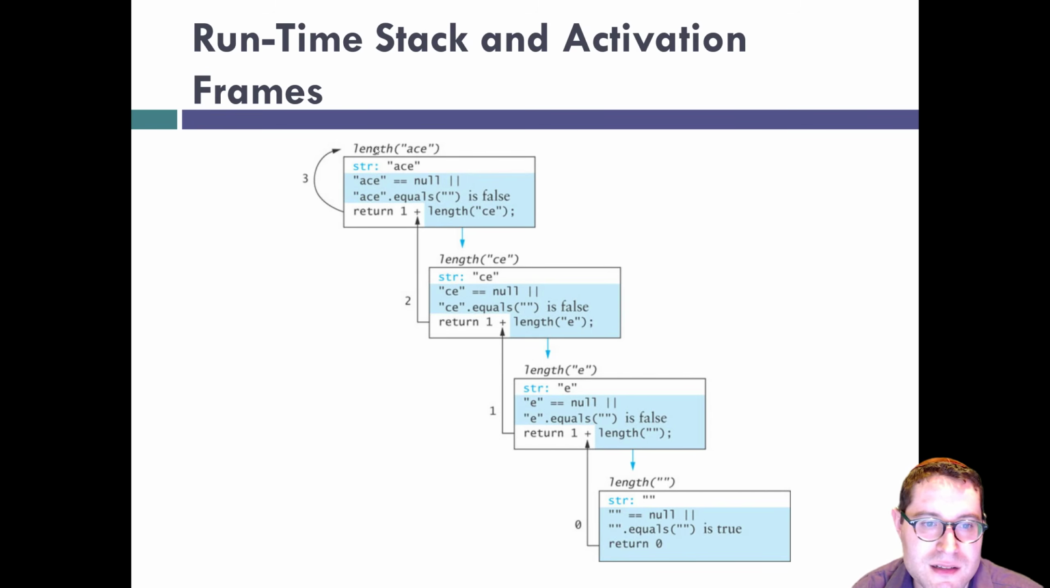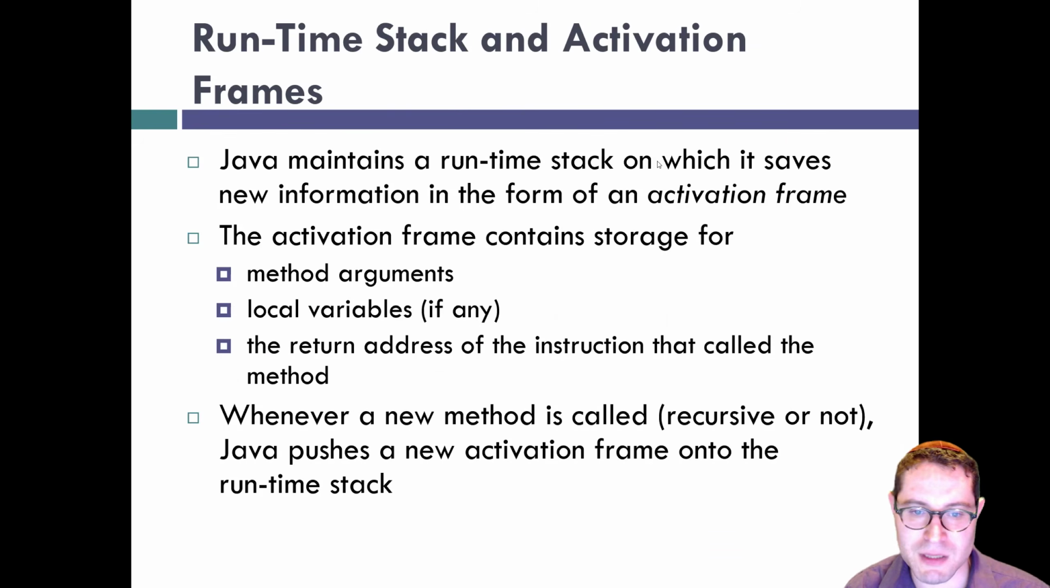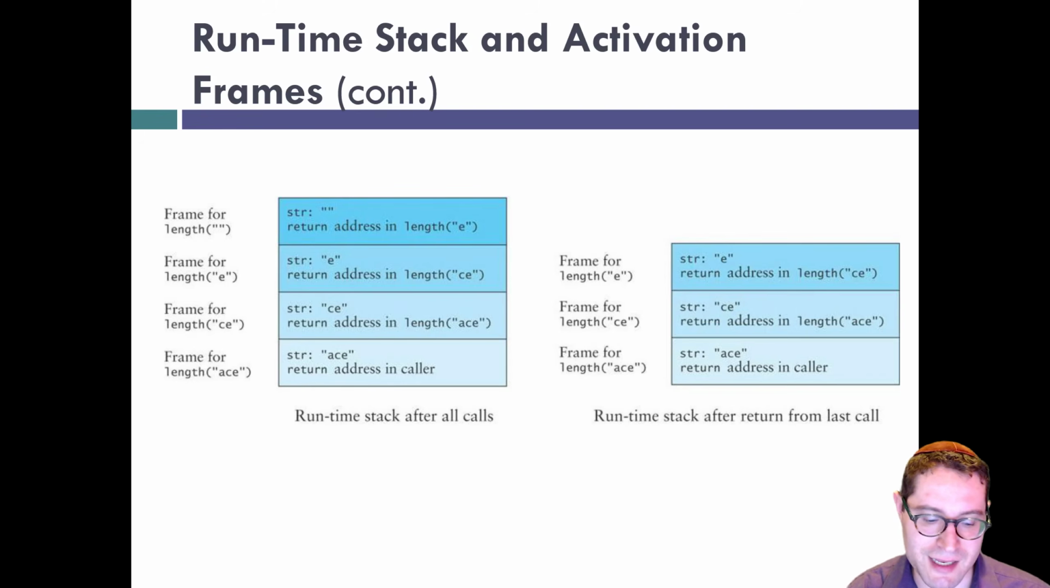Right? So, we've drawn this out before. Basically, the length of ace will return 1 plus length of CE, which will call 1 plus the length of E, which will return 1 plus the length of nothing, which returns 0. So 1 plus 0 returns 1, so 1 plus 1 returns 2, and 1 plus 2 returns 3. So that's how we know what the length of ace is. But this runtime stack is how Java does it.